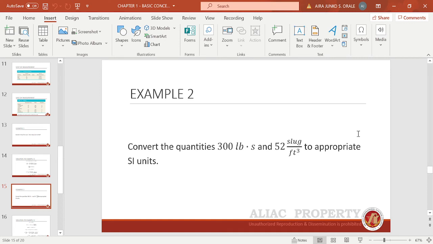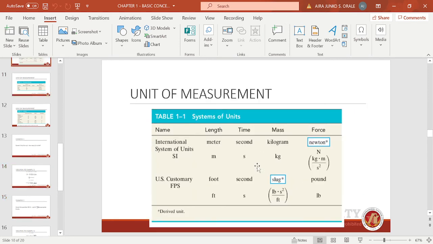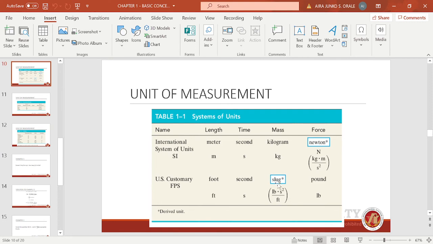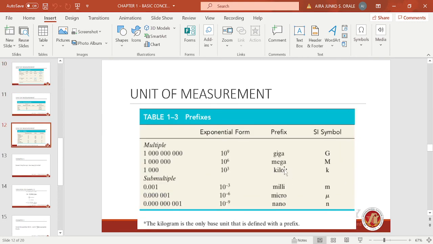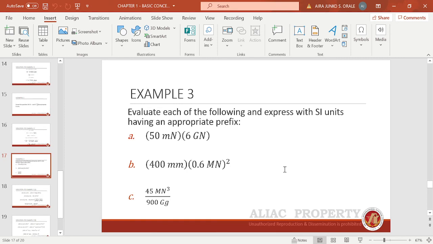So we have another example. Convert the quantity 300 pounds second and 52 slugs per cubic feet to the appropriate SI unit. So how can we convert to SI unit? Pounds second is a force times second. Then the slug per cubic feet. Here you can see slug per cubic feet. So how can we convert back to the SI unit?